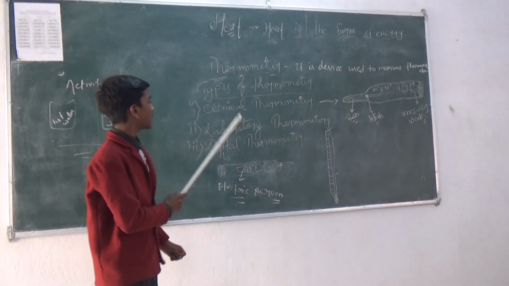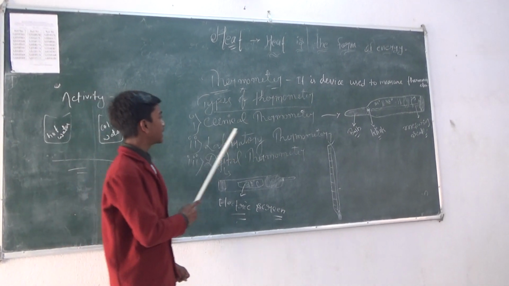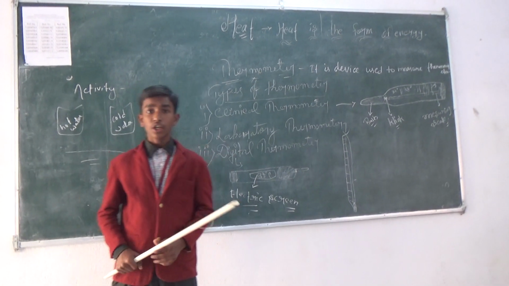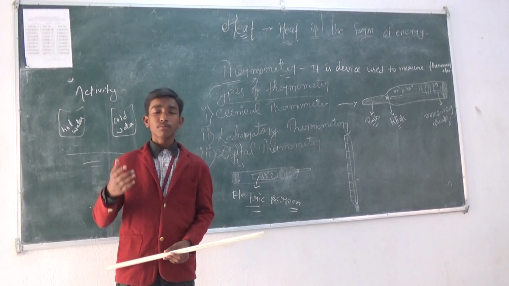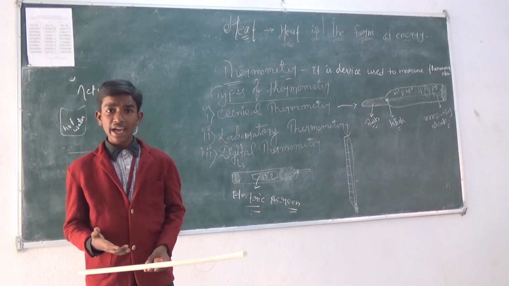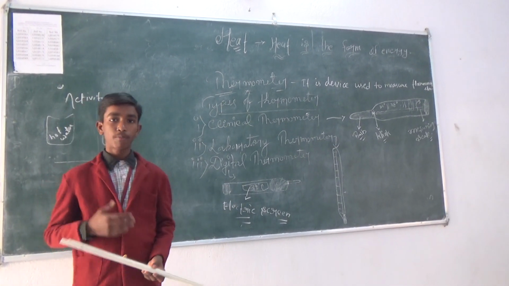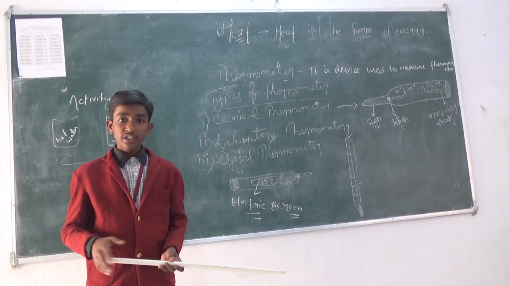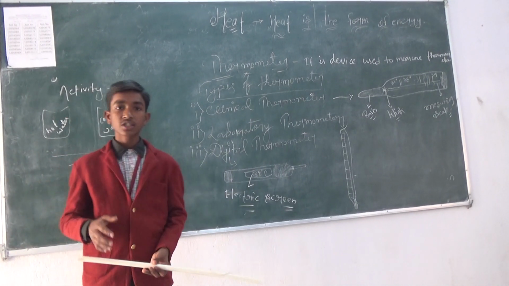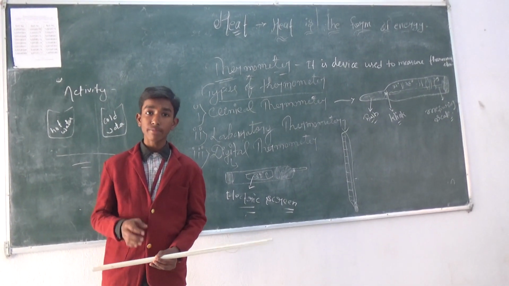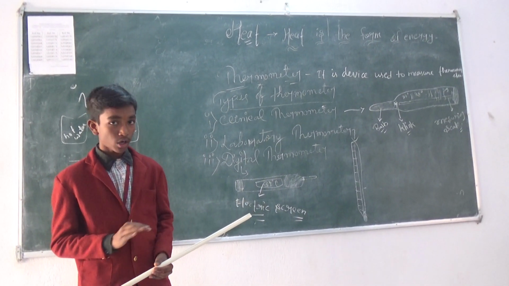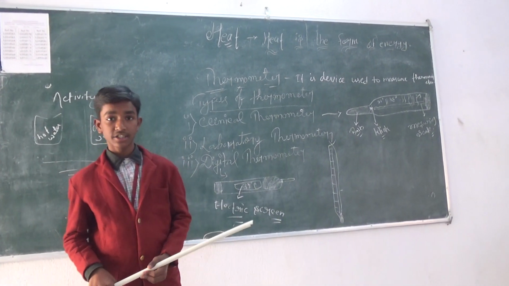Thermometers have three types. First, the clinical thermometer. In hospital, you might have seen a device used by a doctor for measuring the temperature of bodies. What is it? It is a clinical thermometer, because a clinical thermometer is used to measure the temperature of the human body, not anything else. Let's understand its structure.